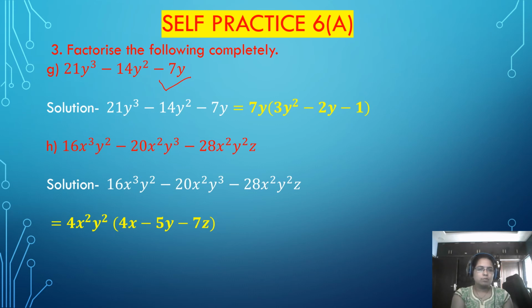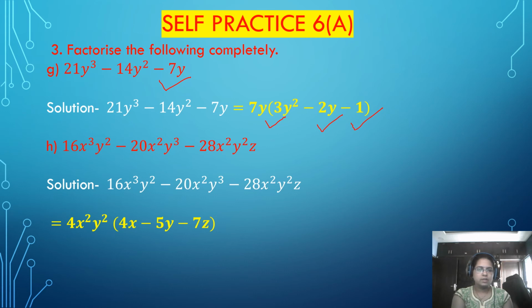So 7y multiplied with 3y square is 21y cube, and 7y multiplied with minus 2y is minus 14y square, and 7y multiplied with minus 1 is minus 7y. So 21y cube minus 14y square minus 7y is the product of 7y and 3y square minus 2y minus 1.